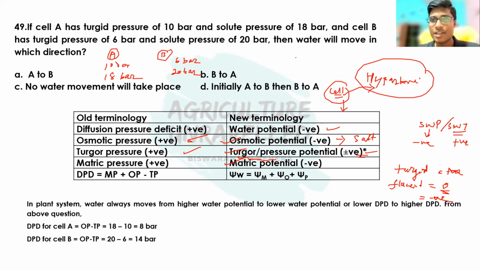And the next thing is flaccid. When the cell is placed in an isotonic solution, meaning the solute concentration in the solution is the same as the cell solute concentration.